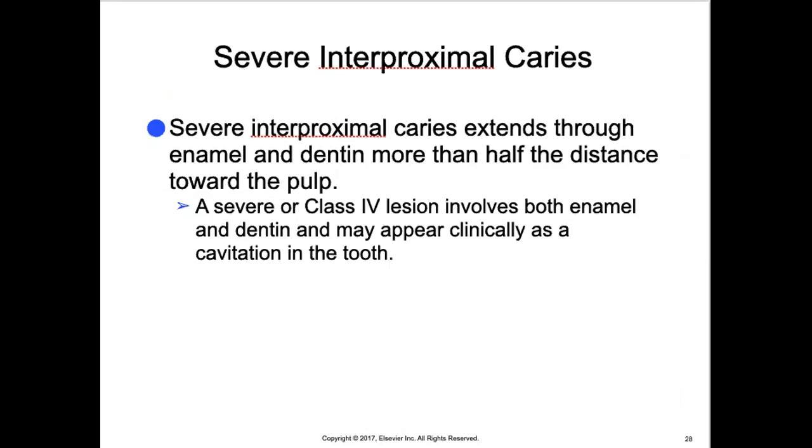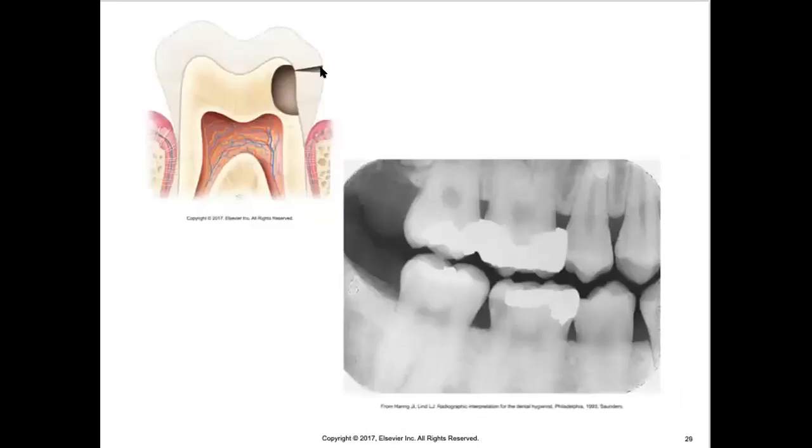Severe interproximal caries is caries that extends through the enamel and dentin more than half the distance toward the pulp. A severe or class 4 lesion involves both enamel and dentin and may appear clinically as a cavitation in the tooth. So we can look at this picture here. That is a very large carious lesion, a very large cavity extending through the enamel, past the DEJ. It's now more than halfway into the dentin, and it's very close to this pulp chamber here. So this is a severe carious lesion.